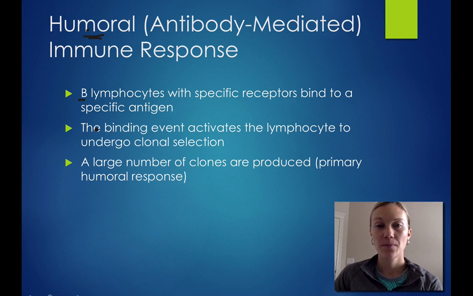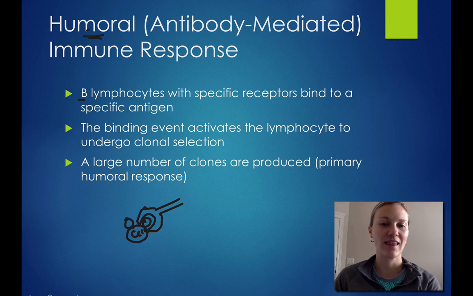So the B lymphocytes have specific receptors that bind to a specific antigen. We sort of talked about this last video because I said if that was the pathogen, maybe a virus or something, it is going to have a special shape. And the B lymphocytes are going to kind of adapt to that shape so they can specifically target that pathogen. The binding event will activate the lymphocytes to undergo a clonal selection, meaning that it's going to make a little clone of part of the surface antigen so it can clone them and then attack them later. A large number of the clones are produced in the primary humoral response.